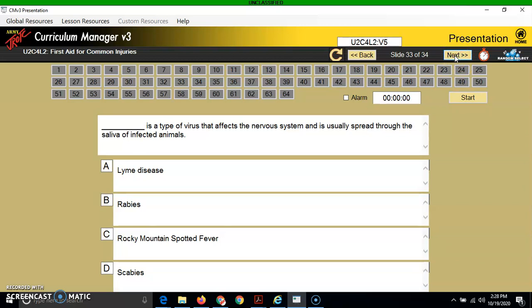Blank is a type of virus that affects the nervous system and is usually spread through the saliva of infected animals. Is that Lyme disease, rabies, Rocky Mountain spotted fever, or scabies? And we were talking earlier about that. That's rabies. That can affect the nervous system, and that's a serious injury.